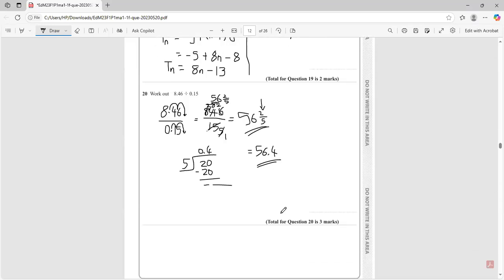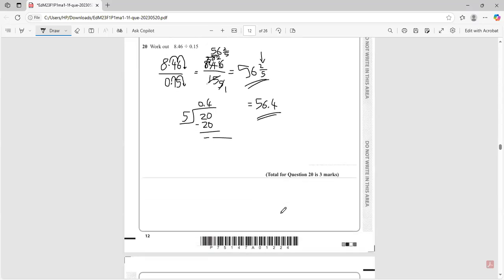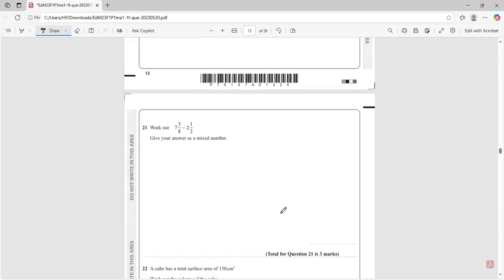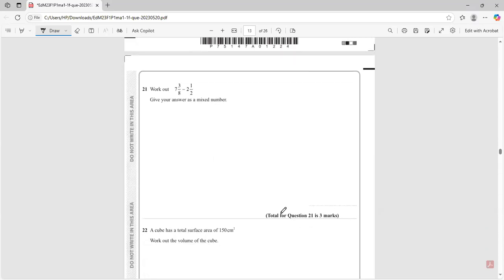The 0 behind, I told you that thing in one of our questions. The 0, if you have 0 after a decimal point and it's the last digit, it doesn't count. Whether you put it or not, it won't count. Okay, so can I move on?